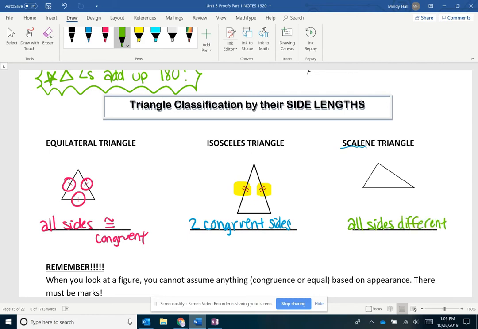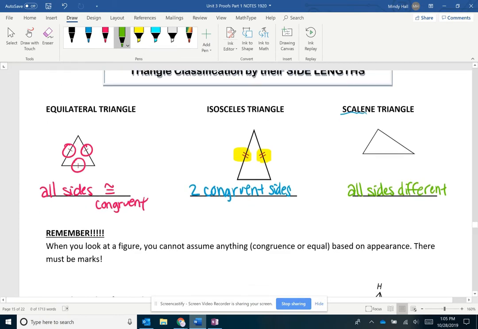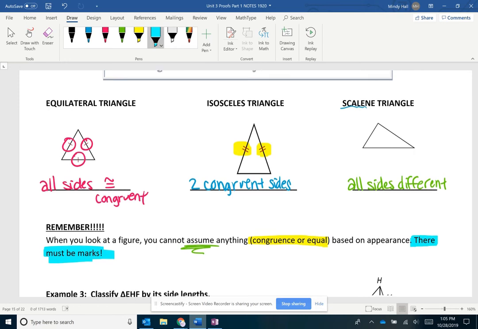Okay, so remember that when you look at a figure, you cannot assume anything. You can't assume there's congruence or any equality based on the appearance. There must be marks, and I cannot stress this enough. If you do not see the marks, do not make any assumptions because otherwise you will probably be wrong. Okay, you really just can't.